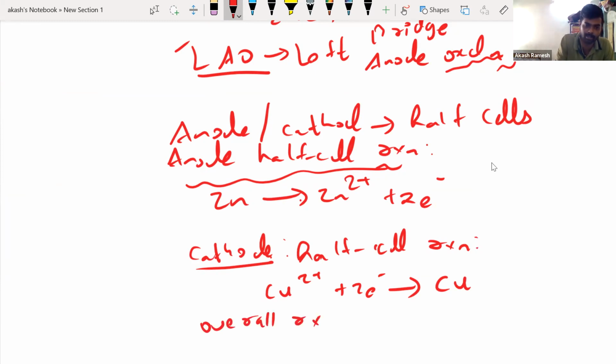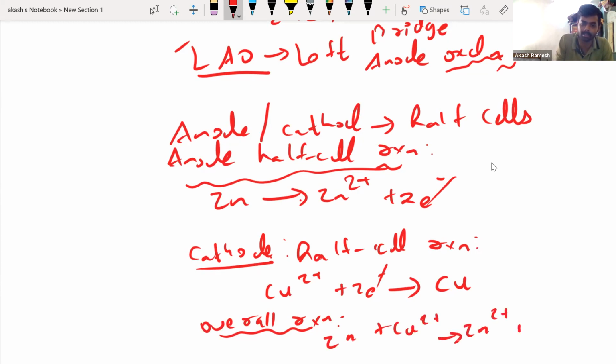So I can write the overall reaction. For the overall reaction, you have to just add these two reactions, one anode half cell reaction and the cathode half cell reaction. There is something else you have to do that we'll see later. If you just add these two, the 2 electrons and 2 electrons get cancelled. So the overall reaction is zinc plus Cu2+ forms Zn2+ plus copper.